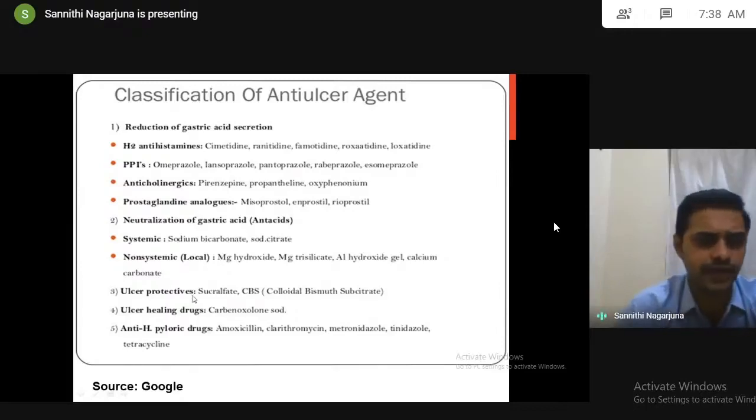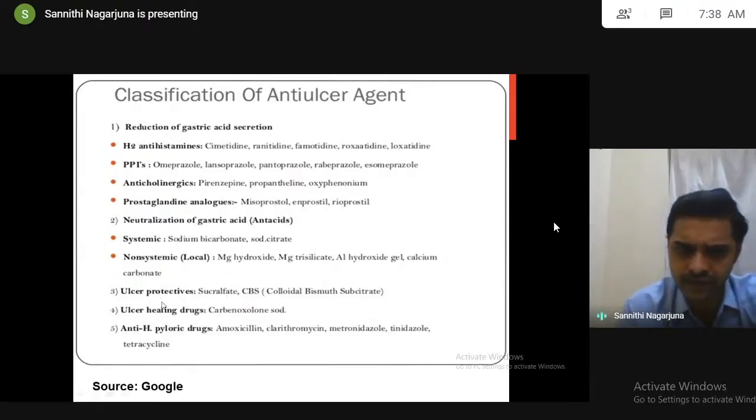Next, the third class is ulcer protectives. Suppose, unfortunately, an individual has formation of ulcers, we are going to use the drugs which protect the ulcers, called ulcer protectives. And then ulcer healing drugs. These are all the drugs which will directly heal the ulcers. So mostly our intention is to avoid the formation of ulcers.